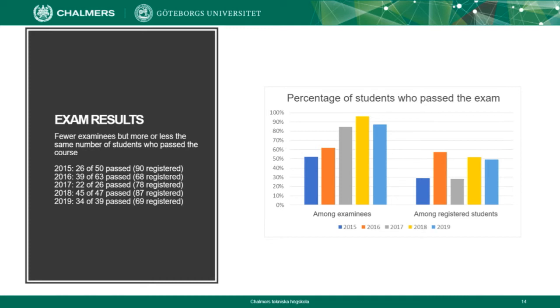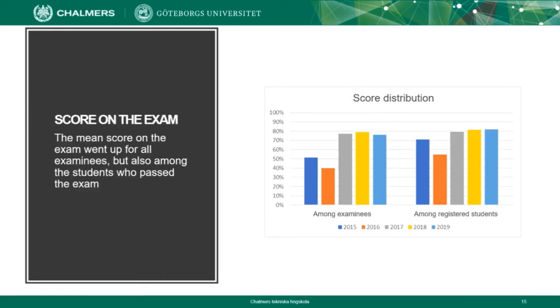2017 was the first year with Möbius, and the results are worse there than the 2 following years, because I've learned from my mistakes, and I know what they have trouble with during the course, and I can spend more time on those things. And if we look at the score, we can see that both among the examinees and the registered students, the score they got on the exam is higher.